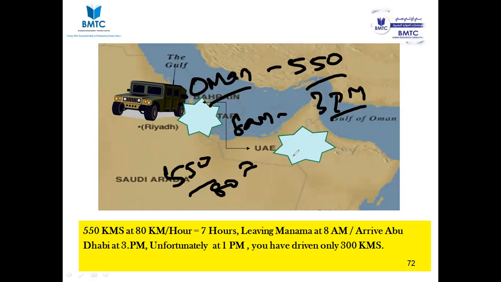Give me 550 divided by 80. 6.87. 6.88. 6.875. 6.8 or 68? Per hour... sorry, 7 hours, right? I made a mistake here. Not 80 hours; 80 kilometers per hour, right? Okay, so 80 kilometers per hour. So 7 hours you need to drive.